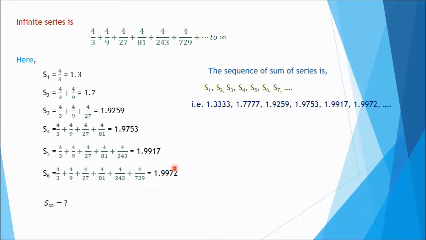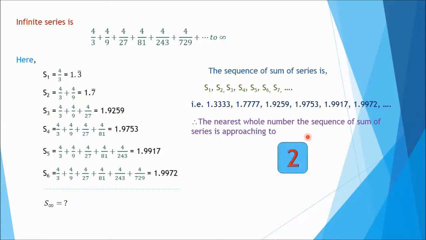Okay. Now these are the sums of the series, and we have created a sequence from them. Now the nearest whole number that the sequence of sums of the series is approaching, that number is 2, isn't it? So the limit of the sum of the given infinite series is 2. It is approaching towards 2.